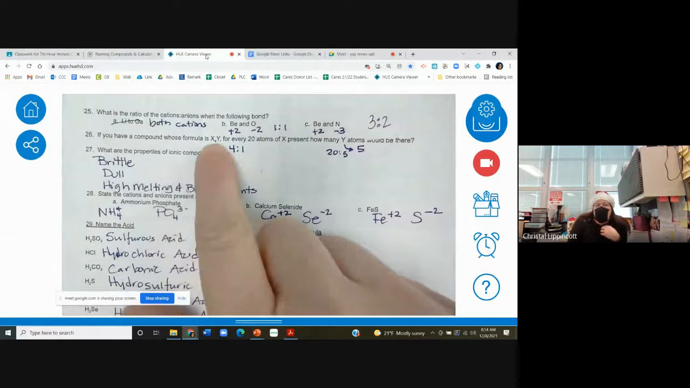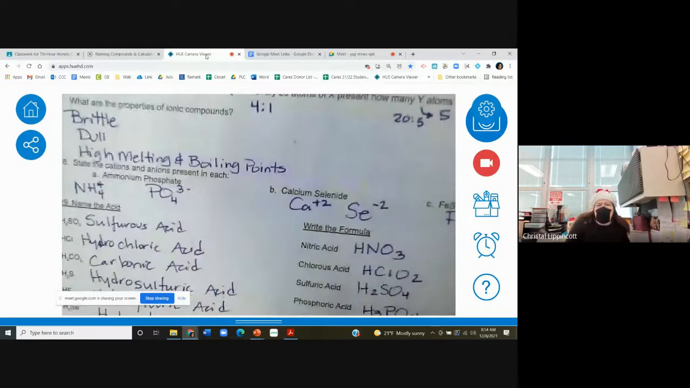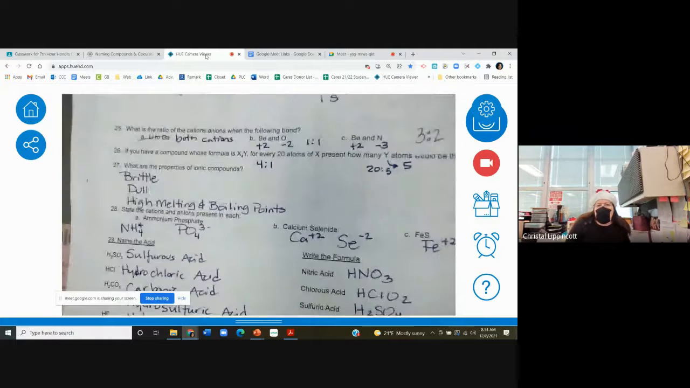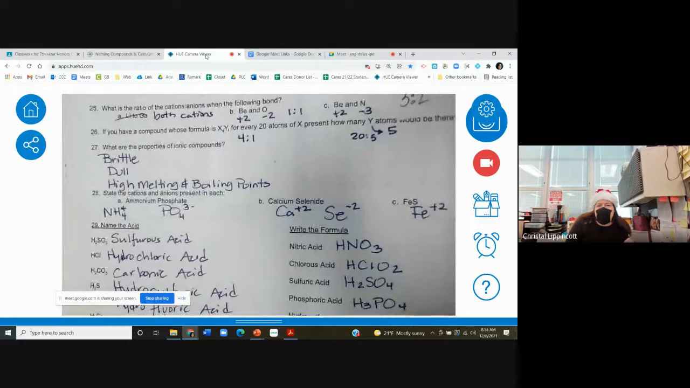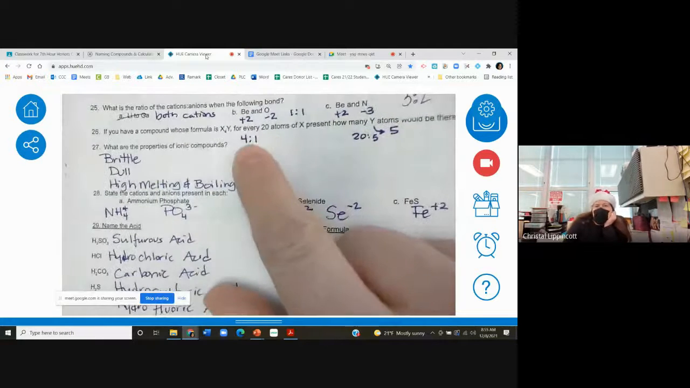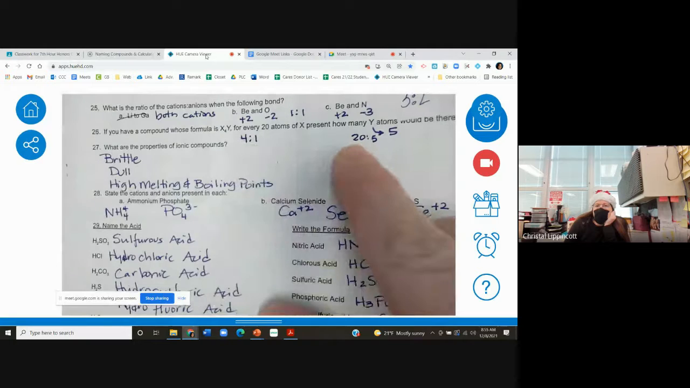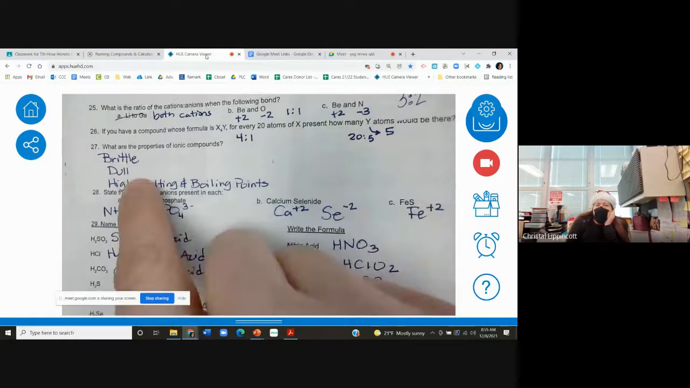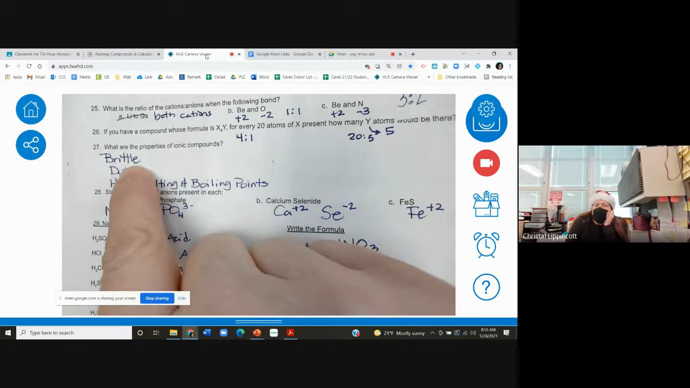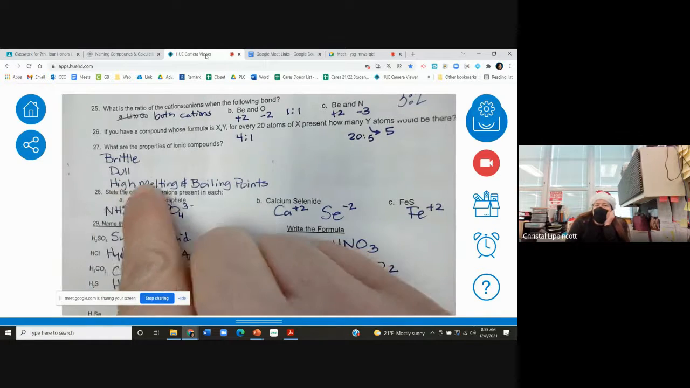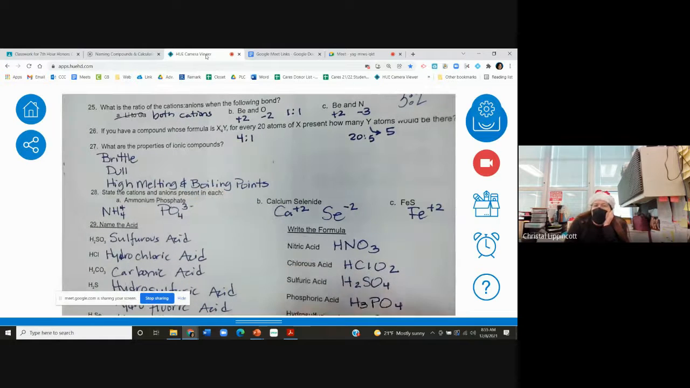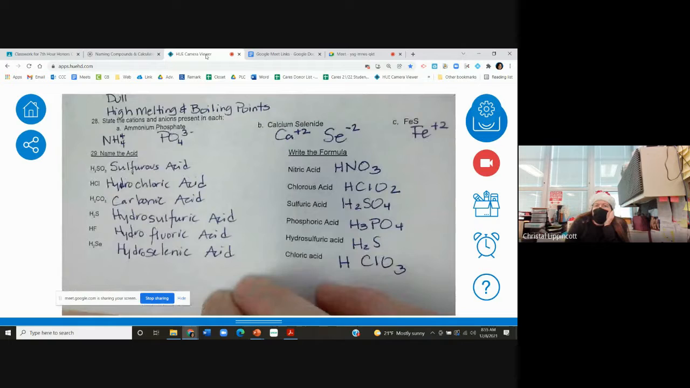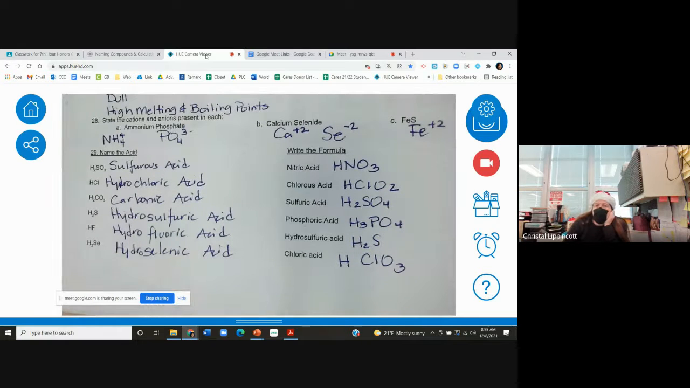Here we have a compound X4Y. It's kind of small. Let me see if I can get that a little bigger for you. And if we had 20 atoms of this, and this is in a 4-to-1 ratio, then if we scale that up, this would be in a 20-to-5 ratio. So we would have 5 atoms of that. Properties of ionic compounds, then, they tend to be brittle, they're dull, they have high melting and boiling points as well. Then you had some more cations and anions, and then finally your acid naming and formula writing.